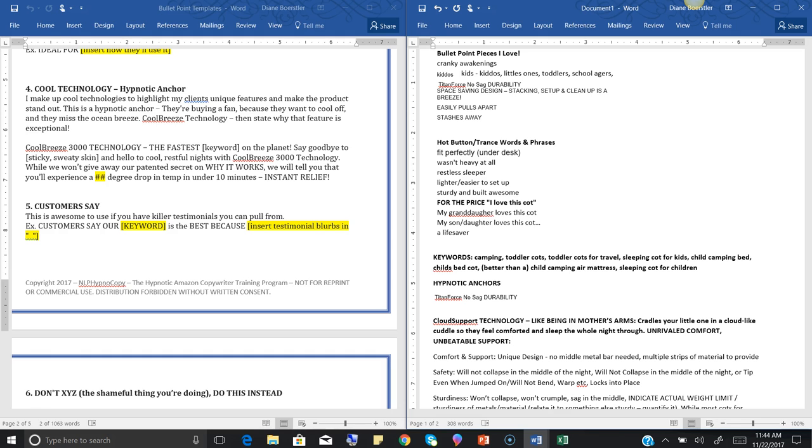Okay. Let's see here. Custom design or uniquely designed. And then you could do the keyword. What's one of our keywords here? Toddler cots. And anytime you can combine them, that's even better. So you have toddler cots and toddler cots for travel. I'm just going to take that out. Toddler cots for travel.